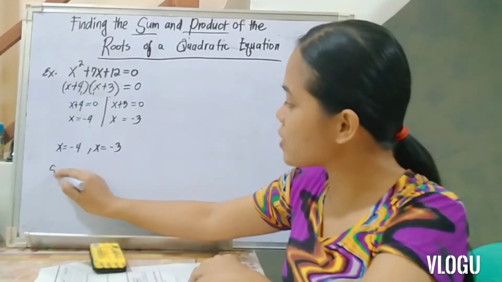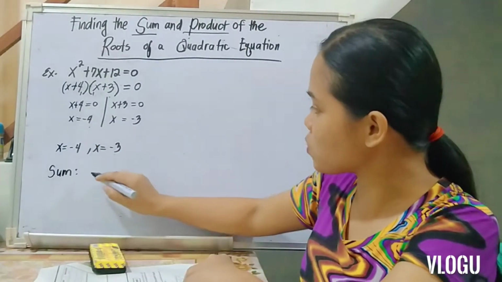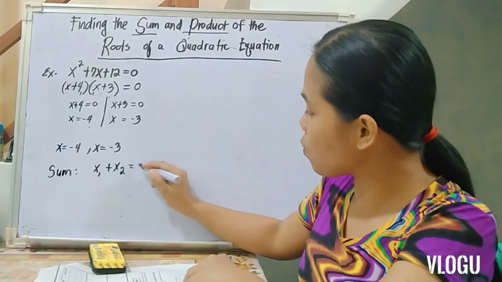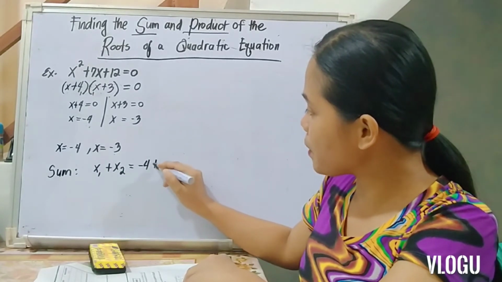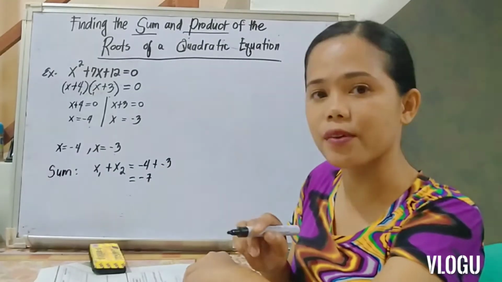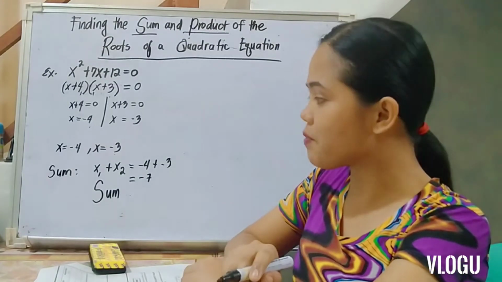Now we are going to get the sum. The sum is that we're going to add them. So we will have x sub 1 plus x sub 2 equals negative 4 plus negative 3. We will get negative 7. So the sum is negative 7.